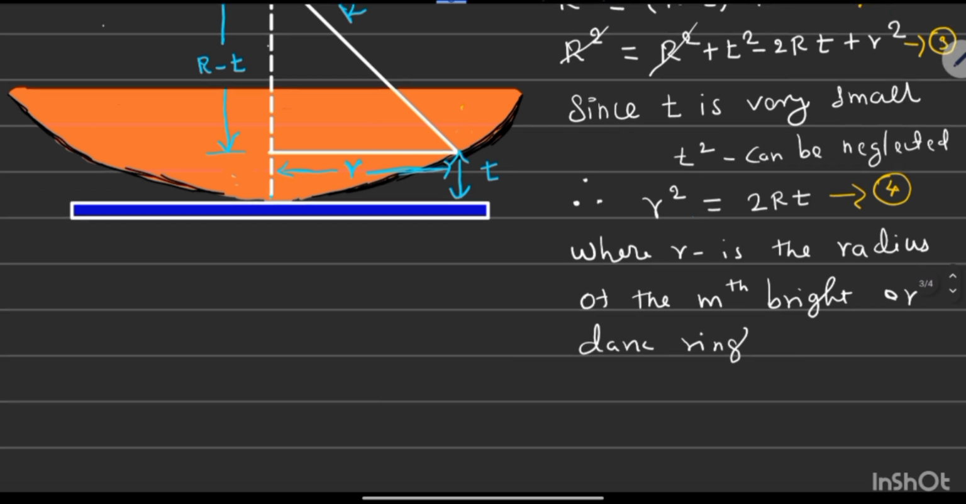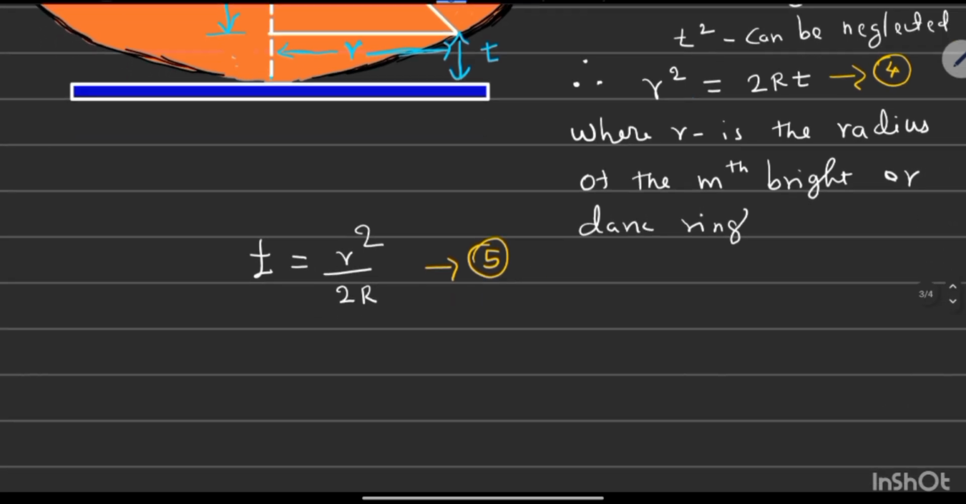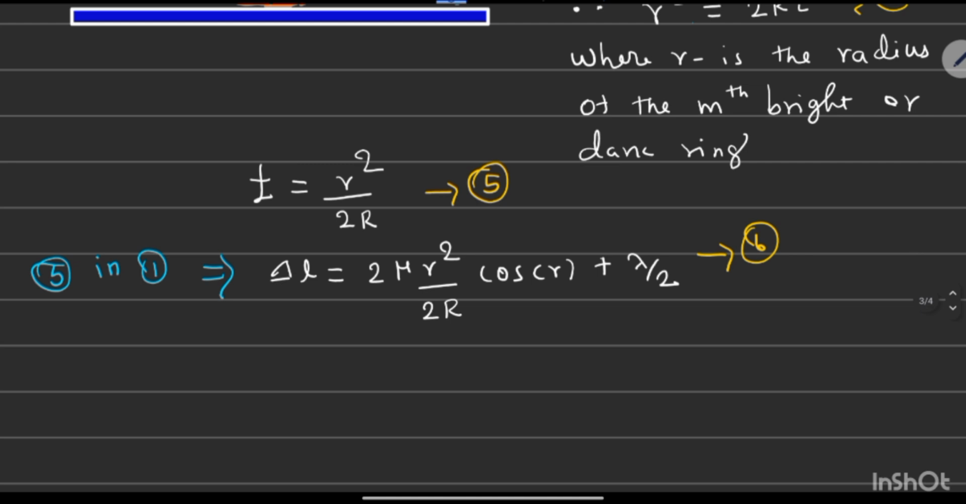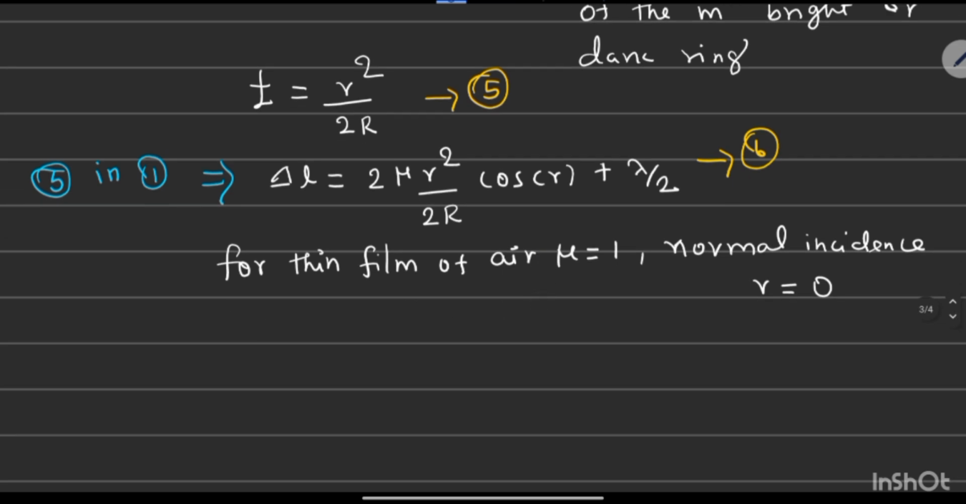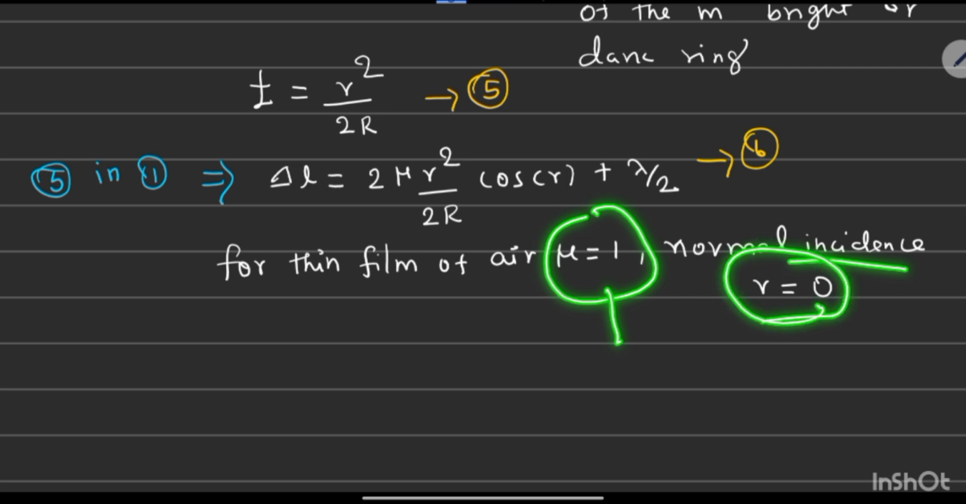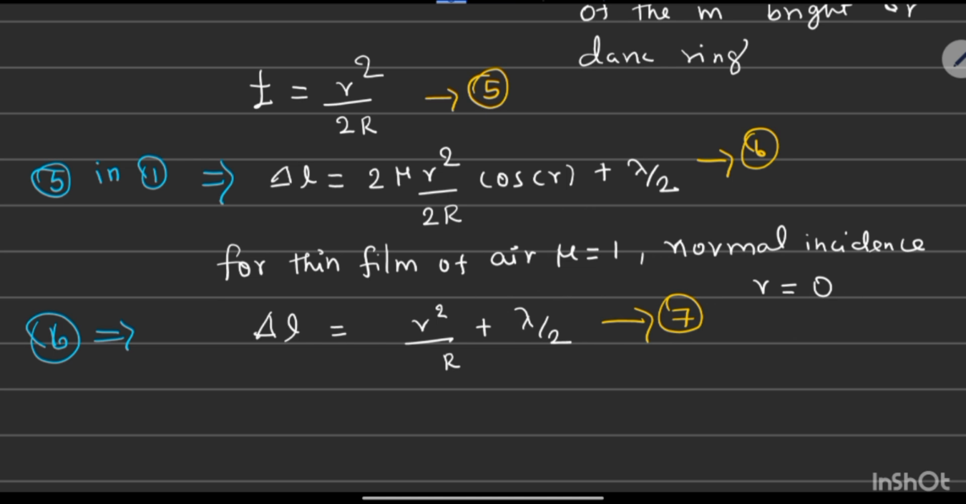Now rearranging this expression gives t equal to r squared divided by 2R, and substituting this in the path length difference expression gives this. For a thin film of air, which has refractive index mu equal to 1, and for normal incidence, the angle of refraction will be 0. Substituting this here, we get the expression: path length difference is equal to r squared divided by R plus lambda by 2.